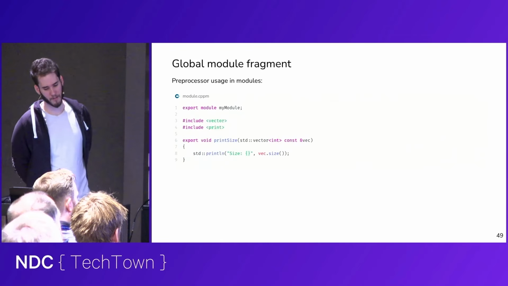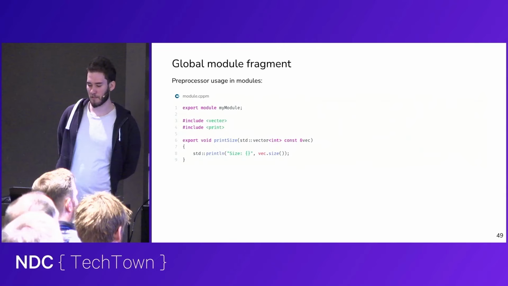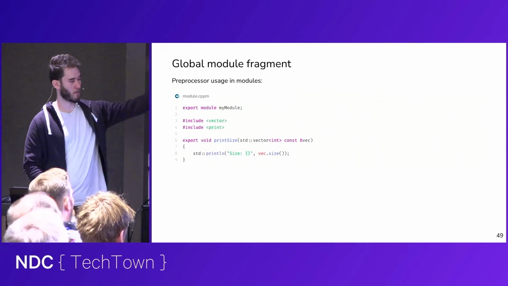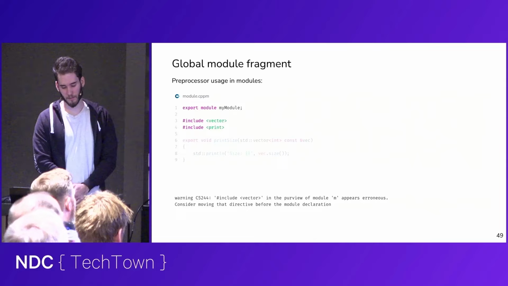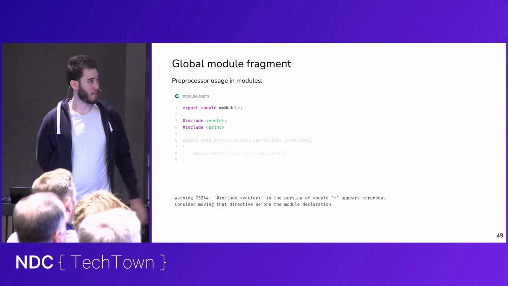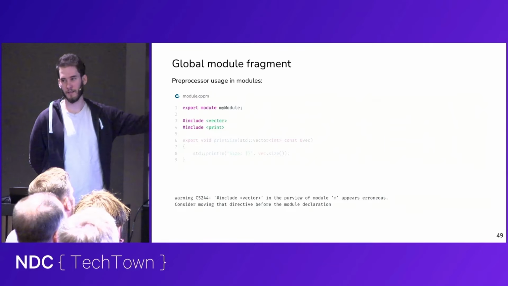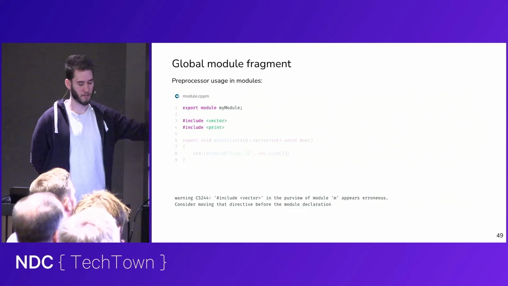The global module fragment is what allows you to use the preprocessor in modules as well. So if we try to do something like this, where we include vector and print in what's called the purview of this module, so the main part of this module, you get an error telling you that including that in the purview of the module appears erroneous. And the reason is that every declaration that you have in this vector and print are now part of your module. You're pretending that they're exported by your module and owned by your module.